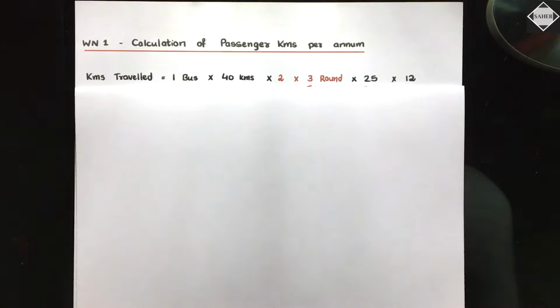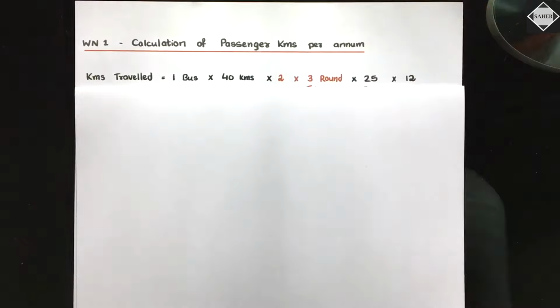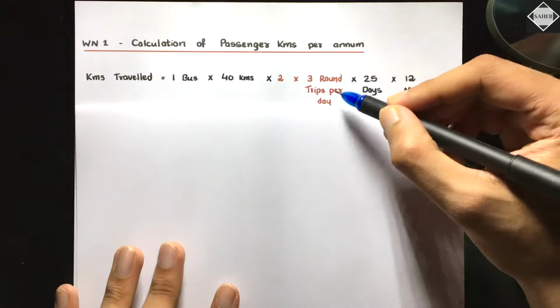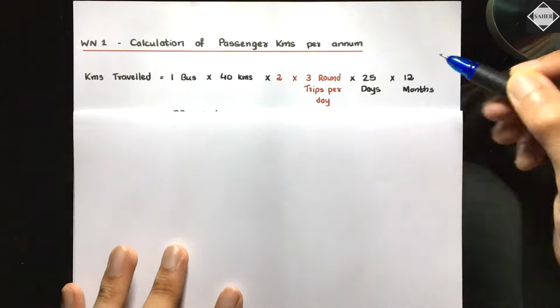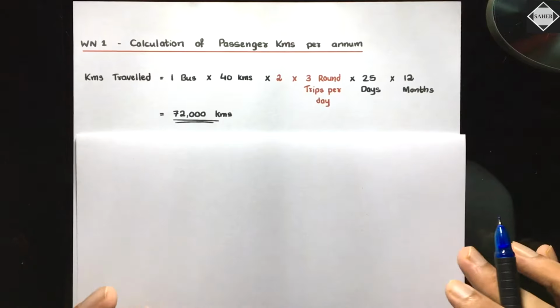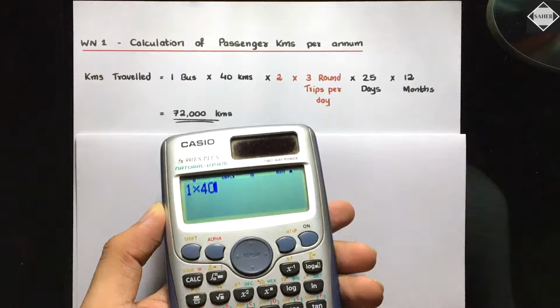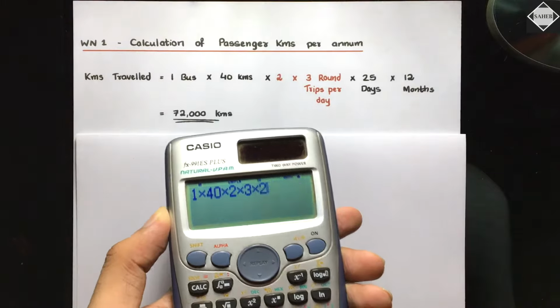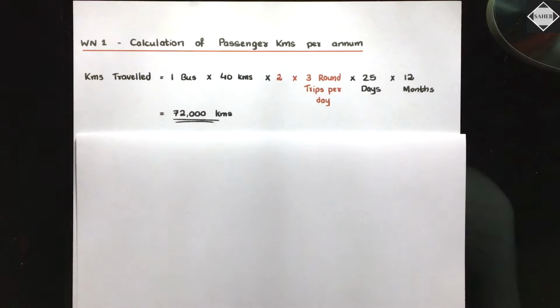Is it clear? So see here, kilometers traveled. One bus we have, 40 kilometers is the distance between the two places, and then 2 for round trip, and then how many round trips per day? 3 round trips per day, into 25 days into 12 months, that is equal to 72,000 kilometers. Do you want to see it on calculator? 1 into 40 into 2 into 3 into 25 into 12, that is equal to 72,000 kilometers. Do you understand this? Simple and straightforward.